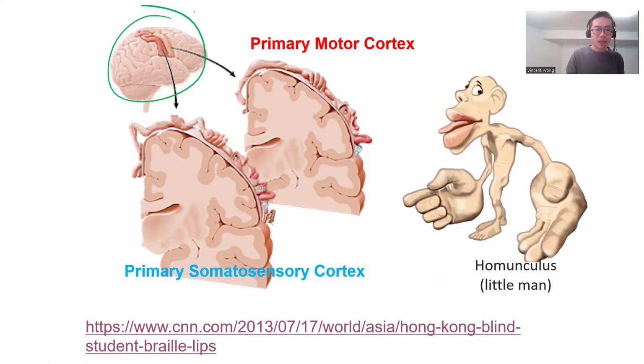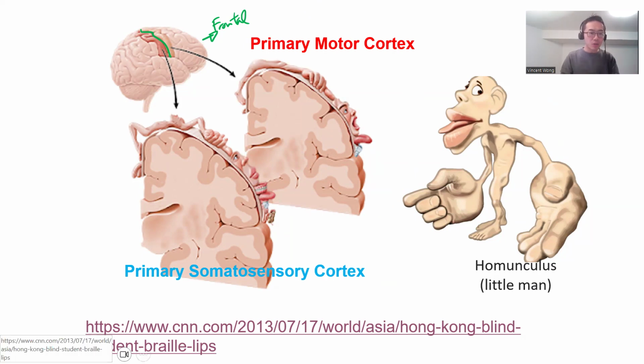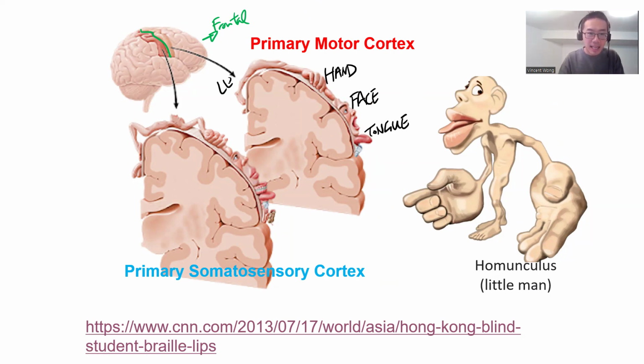Now if you take a look at the brain, it's important to realize that this is the front. This is the central sulcus right here. In front of the central sulcus, if you take the slice of the brain out, that's where the primary motor cortex is. As I was trying to tell you on the diagram, you're going to have your face here, the hand here, the tongue here, and then the leg is kind of dangling in the longitudinal fissure.